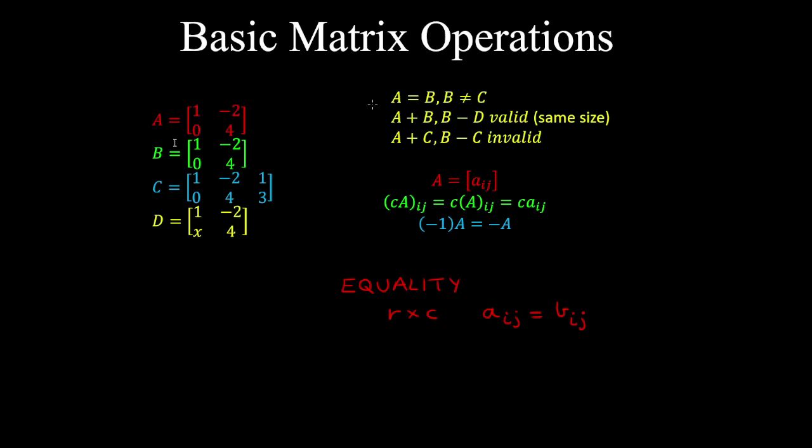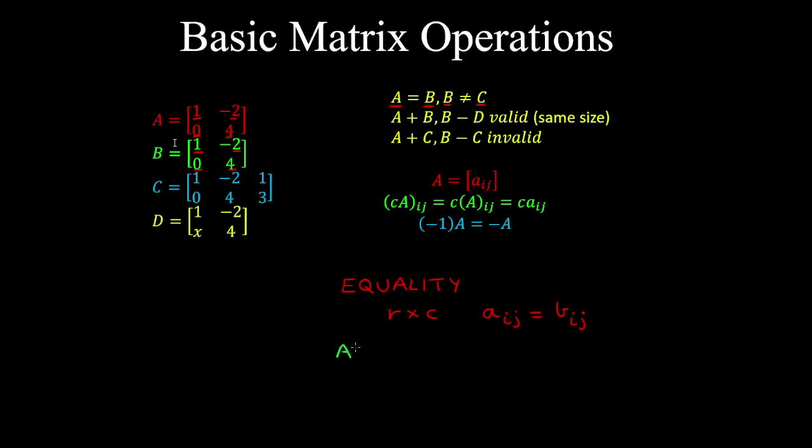is that matrix A is equal to matrix B because they have the same number of rows and columns, and the entries in both matrices in the corresponding row and column are equal. So we have 1 is equal to 1, 0 is 0, minus 2 is equal to minus 2, and 4 is equal to 4. Now matrix B is not equal to matrix C because B has 2 columns and C has 3 columns.